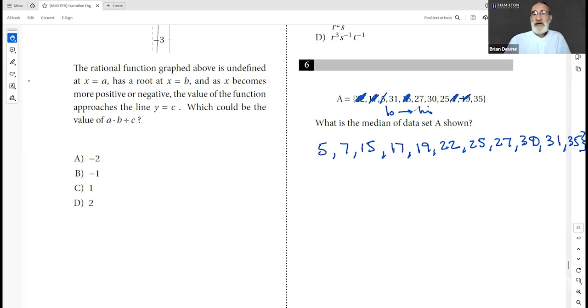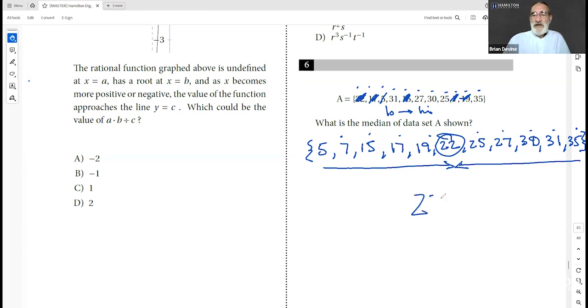And so if I look at that, I've got 1, 2, 3, 4, 5, 6, 7, 8, 9, 10, 11. And so I should have the one that's in the middle. So if I go in 6 this way, or I go in 6 this way, I find that 22 is the median.